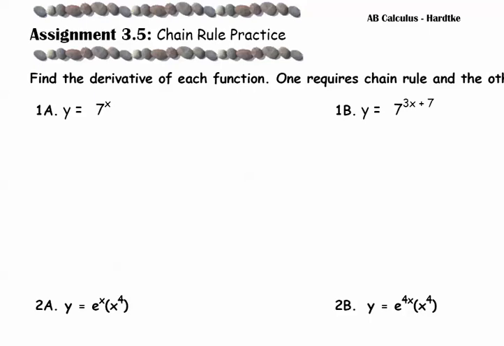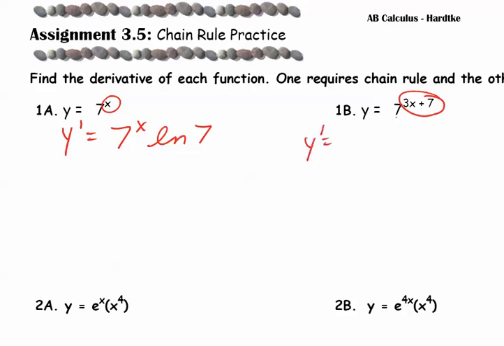The point of this assignment is to be sure we understand when the chain rule is required and when it is not. So in each problem, one of the two requires a chain rule. So we look for the glob within a glob. So our first problem is just 7 to the x. Whenever we have x alone, that's your clue that you do not need to do a chain rule, as opposed to the second one, which has a linear function as its exponent.